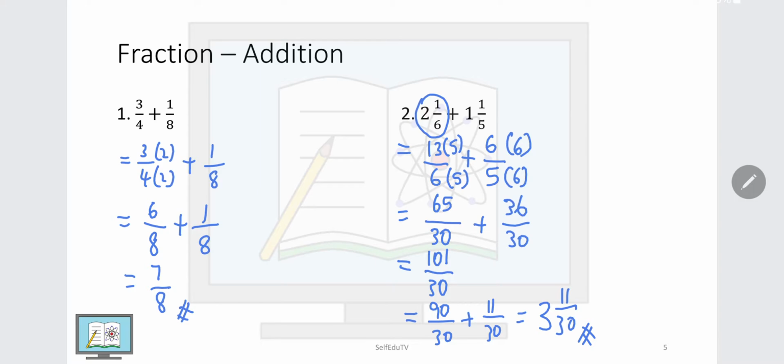Another way of dealing with mixed number will be this way. So 2, 1 over 6 means 2 plus 1 over 6. And then you add with another mixed number. So you add the 2 and 1 first. Okay, then you deal with the two fractions.